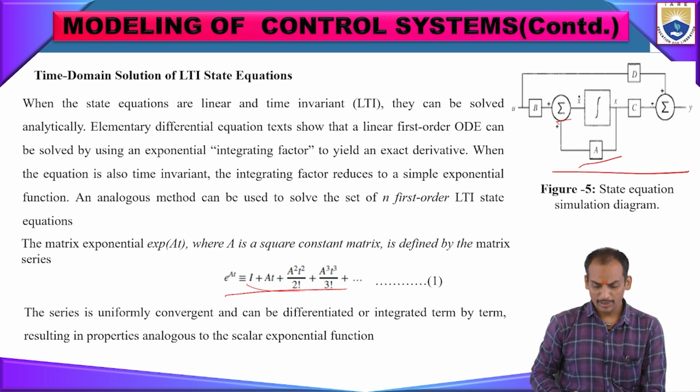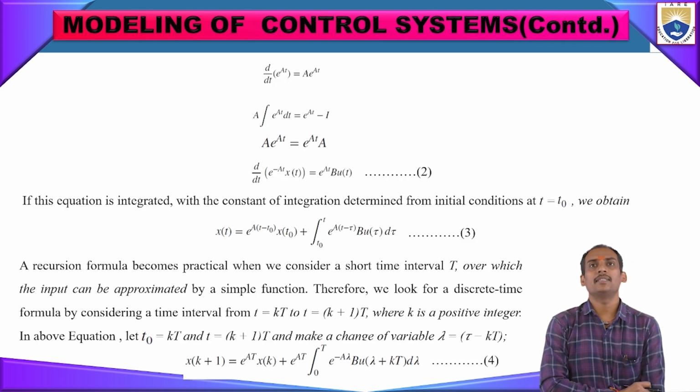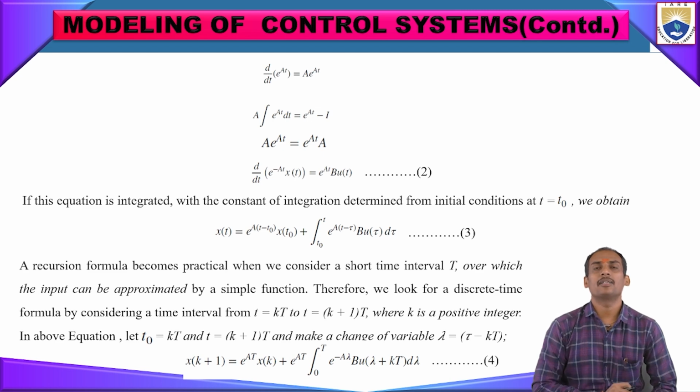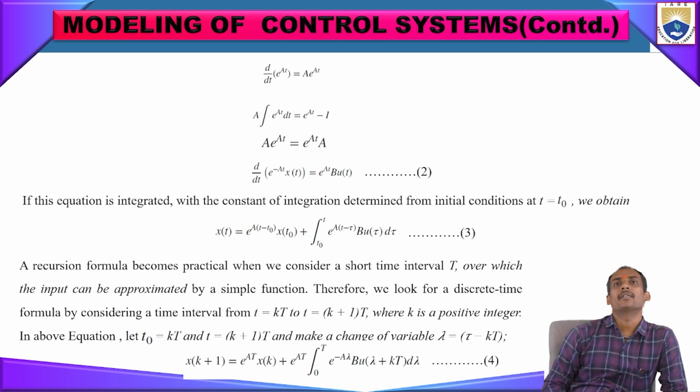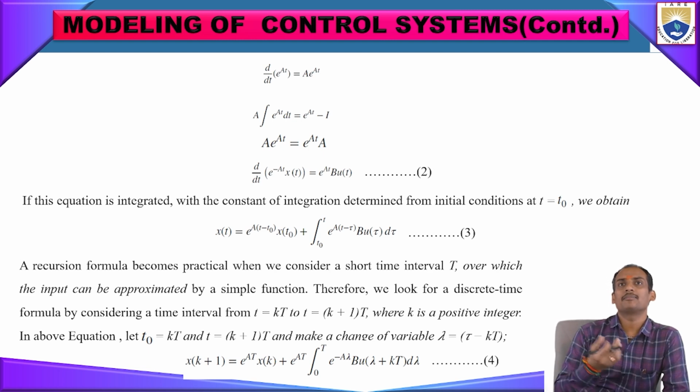If you differentiate this series with respect to time, d of e to the power at will be equal to a into e to the power at. And if you integrate e to the power at, the integration will be e to the power at minus 1, divided by a.